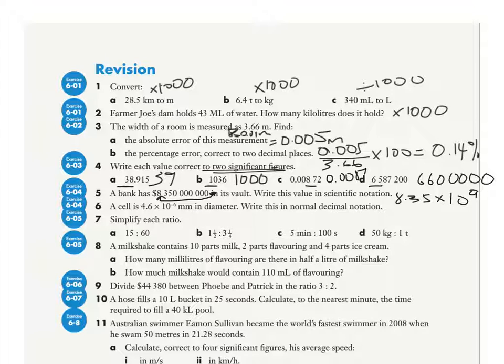Okay, 4.6 times 10 to the negative 10. Now this time we need to move it that way to go backwards to write as a normal decimal notation. So you need to move it 6 times. So it will be 0.